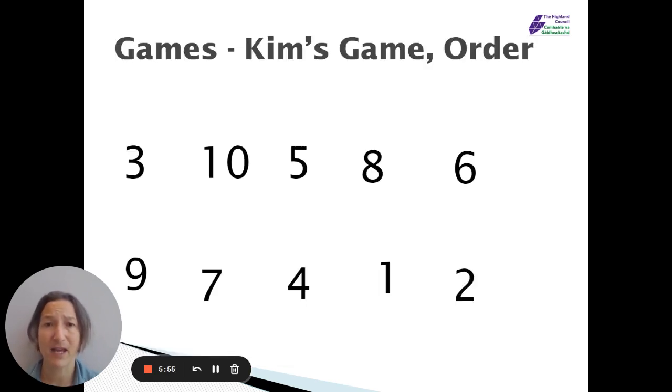Okay, other games, some brain gym, using Kim's game, using a PowerPoint, or using flashcards stuck to the board. So you can say the instructions in English if you like. So everyone look at the numbers, close your eyes, and then take one away, open your eyes, and what's missing. Or we can do it in French. Fermez les yeux, ouvrez les yeux, qu'est-ce qui manque?